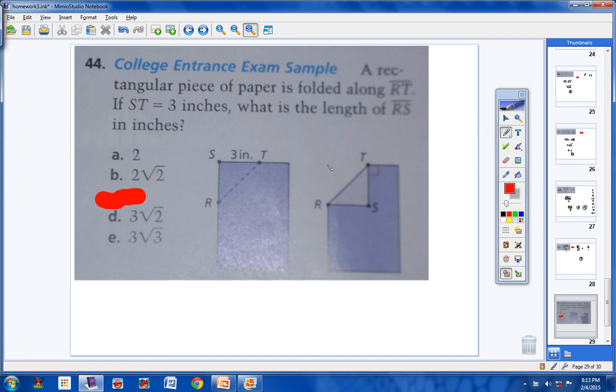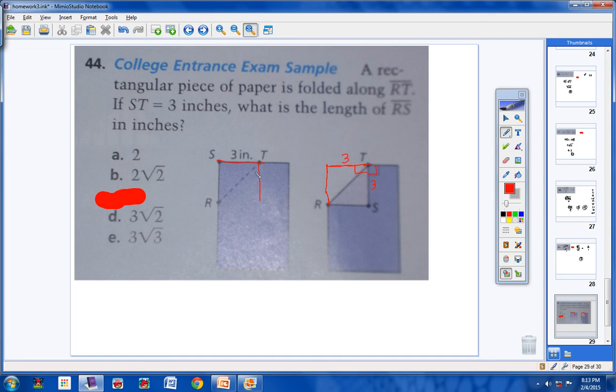I'm going to draw this line back, and I'm going to draw this line back here. Now the length from here to here is 3. And when I folded it down, ST is now here. See, ST is here. When I folded it down, ST is here. So this is a length of 3. Now if this is a right angle here, then this is a right angle here. And this length up here is 3 also.